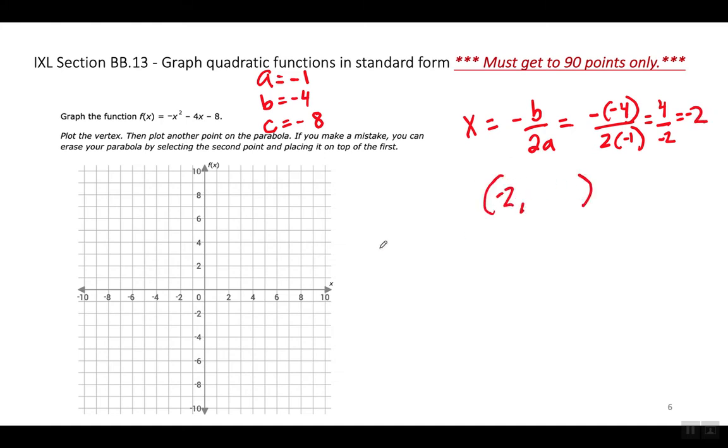Now I'm going to find the y-coordinate of the vertex by substituting negative 2 into the function and seeing what I get for y.